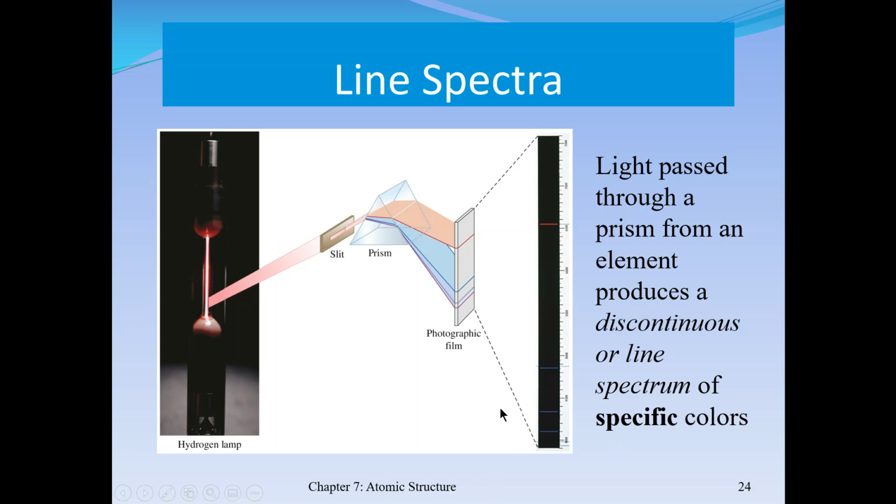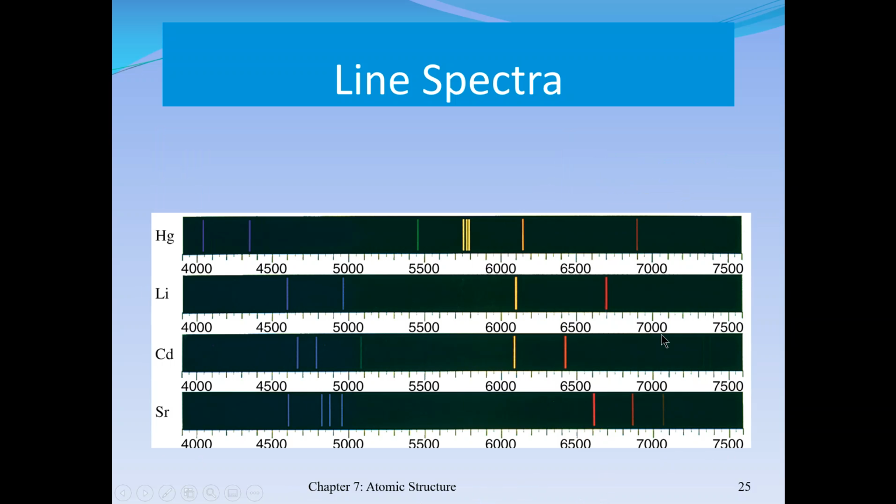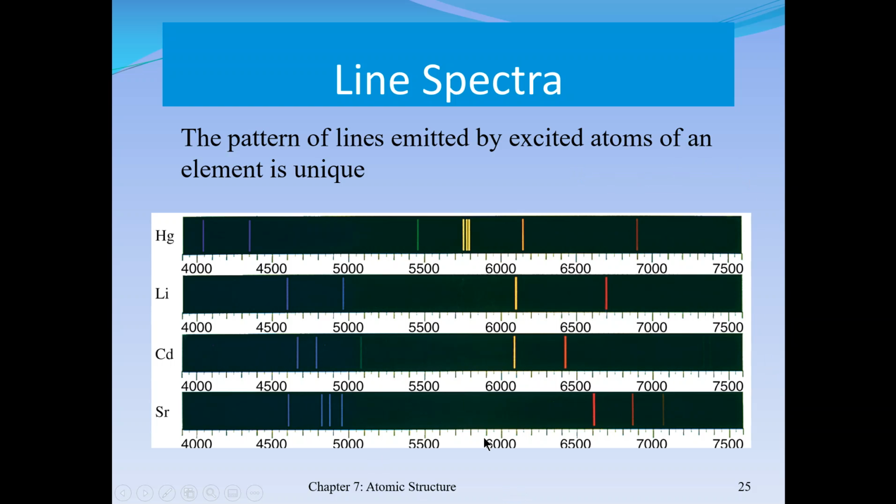If you use other lamps with different elements, again under the same conditions of low pressure, you're going to get different line spectra for different elements. In fact, what you're looking at on this slide are the line spectra for mercury, lithium, cadmium, and strontium. What you'll find is that each element has its own unique pattern of lines. In other words, each element has its own unique line spectrum. So we can actually use the line spectrum to identify elements.